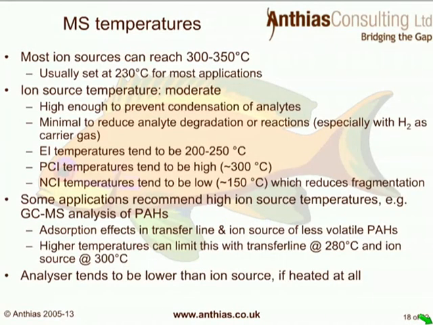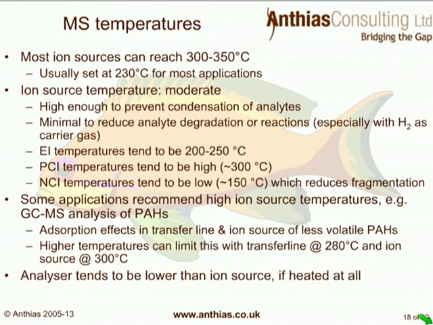MS temperatures then, ion source temperatures, most of them these days will reach between 300 and 350 degrees C. Most methods are setting around about 230 degrees C. So we want to be using a moderate temperature which is high enough to prevent condensation of our analytes within the ion source, keeps them in the gas phase, but also minimal to reduce analyte degradation or reactions, especially if you're using something like hydrogen as a carrier gas, which is a reactive gas.